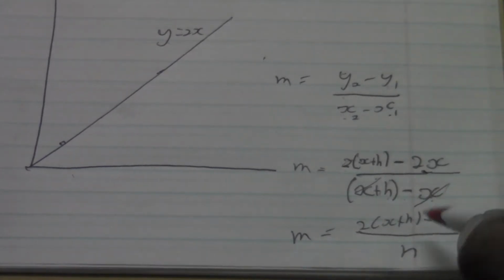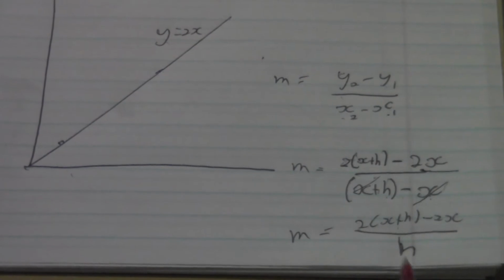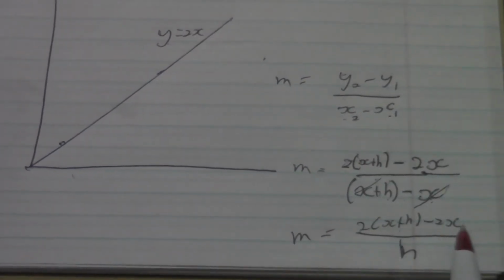All over h. Alright, so this is still the gradient formula. This is still this. The difference in x is just h. And well, I can do a general thing for this. I wouldn't do it as yet.